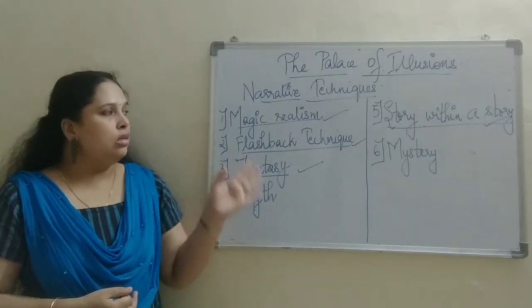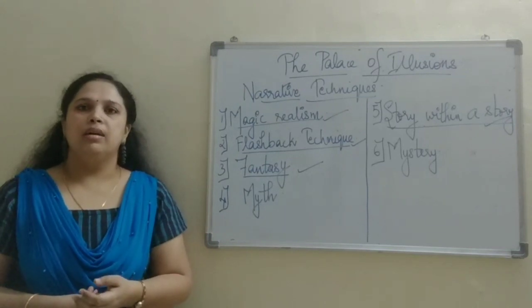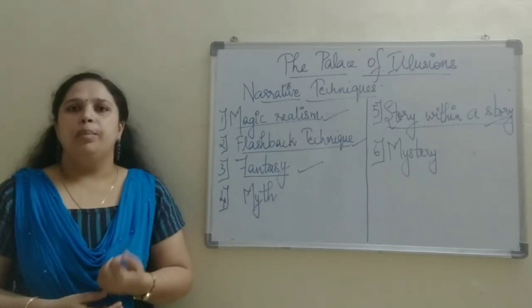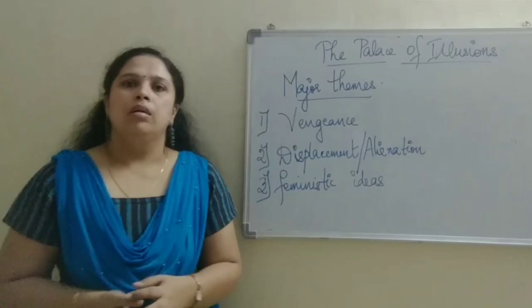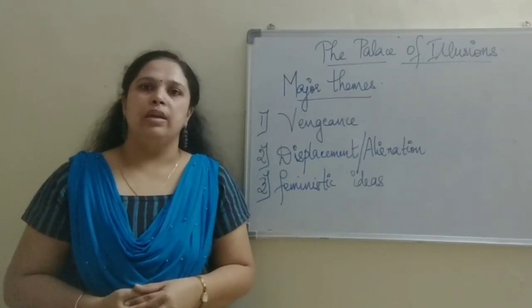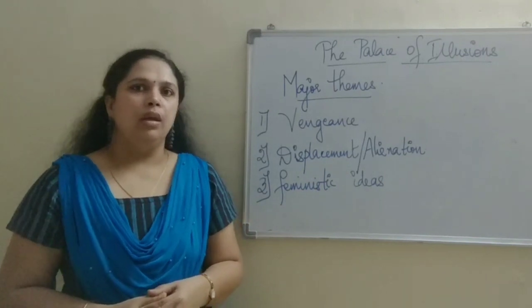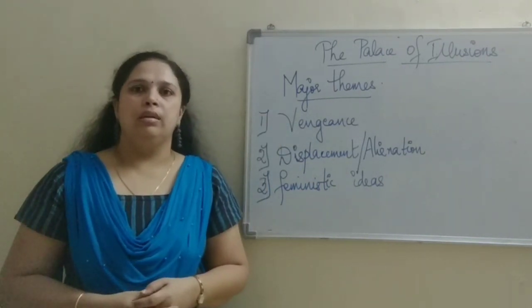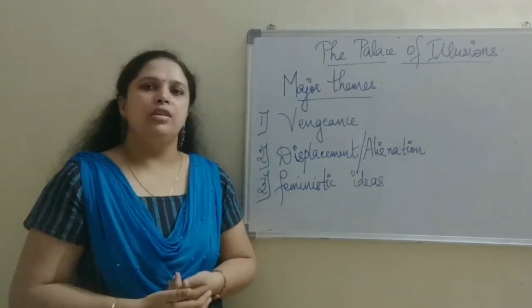So these are the major narrative techniques employed by the author, Chitra Banerjee Divakaruni, in her novel The Palace of Illusions. Now that we have discussed the major narrative techniques used by Divakaruni, let us come to the major themes employed by the author in her novel. The first one is vengeance.